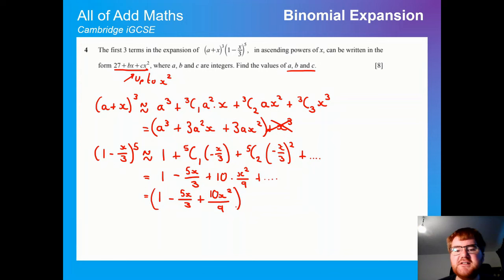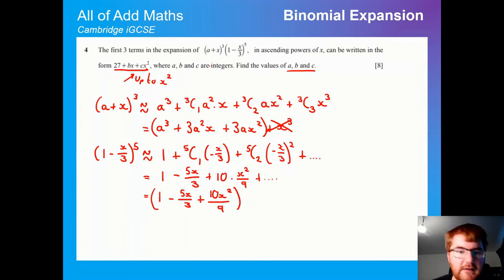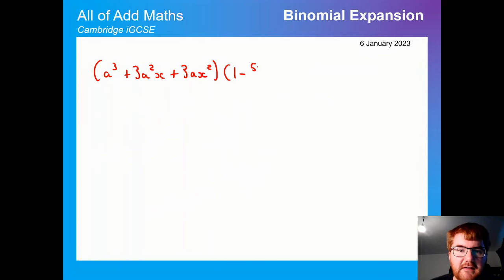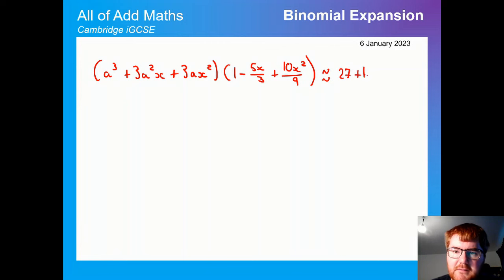I just go as far as x squared. That's all I care about for this because I'm working out b and c. There is no x cubed term. So what we're going to do now, and it's going to look quite intimidating at first, is I'm going to write these two things together. Plus 3ax squared times then by 1 minus 5x over 3 plus 10x squared over 9. And we want this to be equal to 27 plus bx plus cx squared.